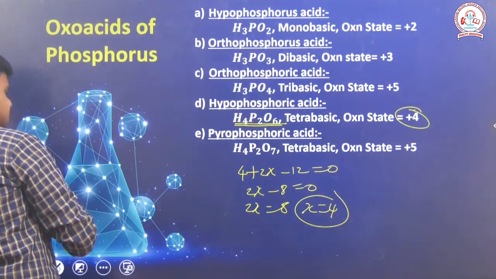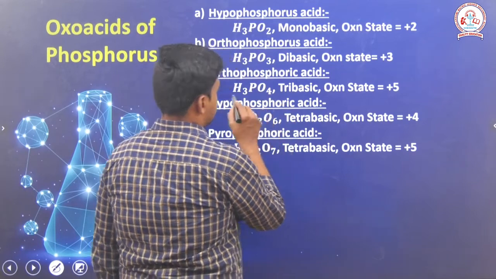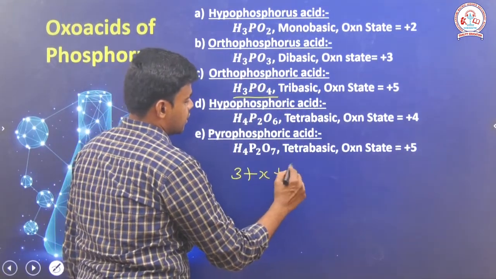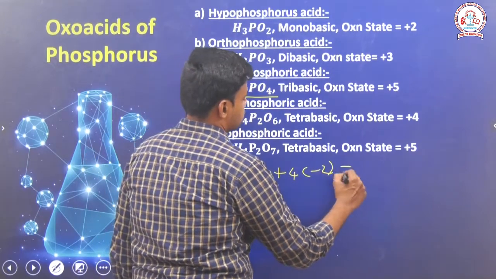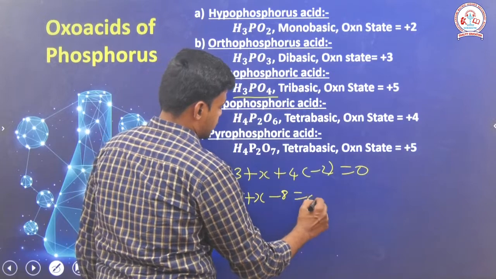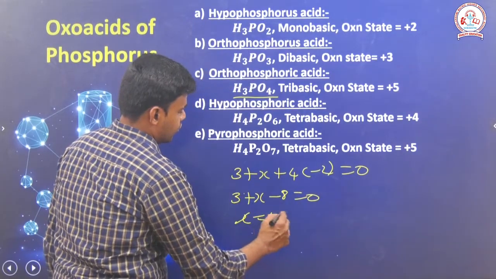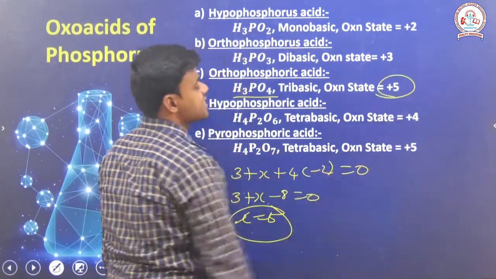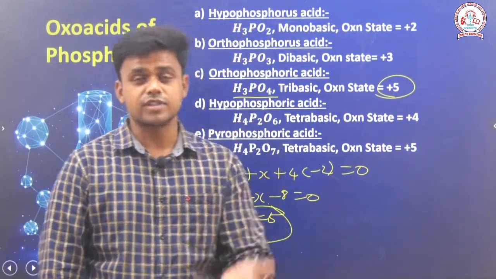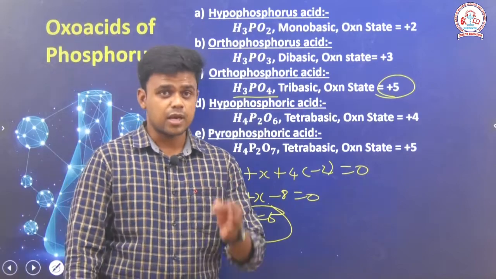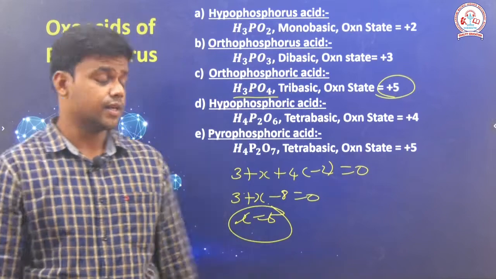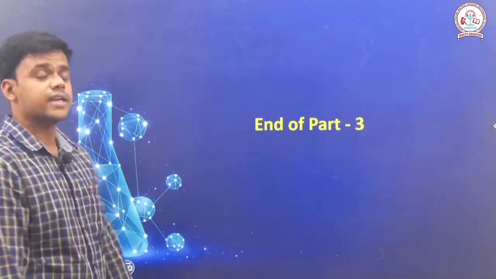Then the next one is the tribasic acid, which is orthophosphoric acid: 3 plus x plus 4 into minus 2 equal to 0, 3 plus x minus 8 equal to 0, x equal to 5. So, the oxidation state is +5. So, this is how we need to calculate the oxidation state of these oxoacids of phosphorus. Preparation of these oxoacids of phosphorus is not in our portion. So, we are restricting ourselves to this, and here comes the end of part 3.